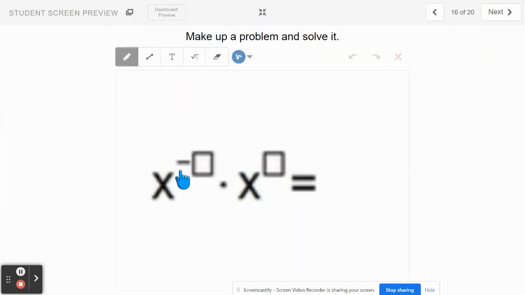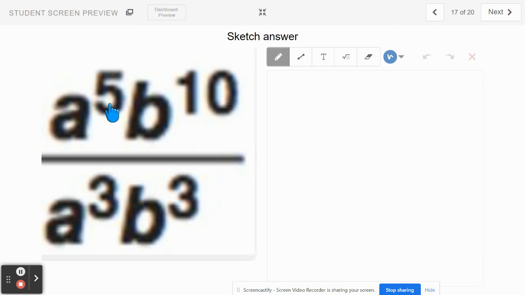Make up a problem for this. I love this one because there's a negative there. Let's go. This is fun. I enjoy these types of problems because it can be so many different answers. Take your time. Give me an answer. Very cool. All right. Do this one.